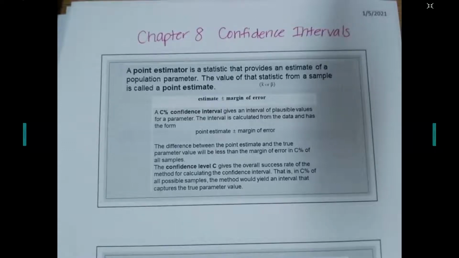We are going to begin Chapter 8, which is on confidence intervals today. And I have a few definitions I want to talk to you about, and some of these have specific wording that I want to make sure that you have down.